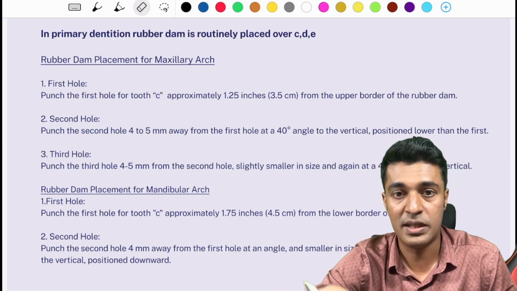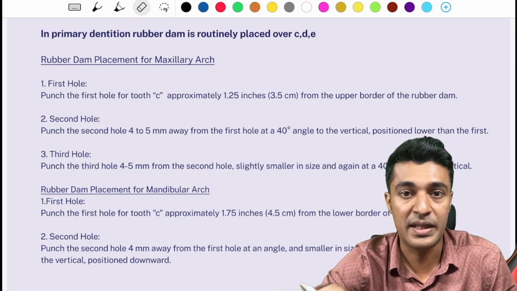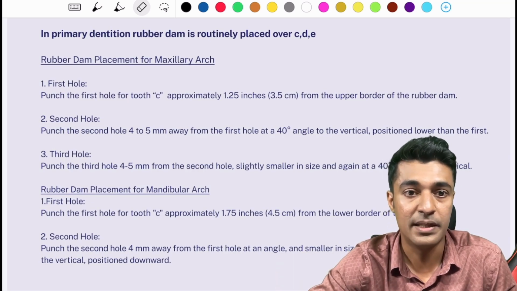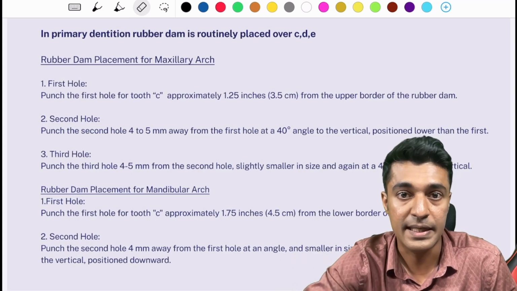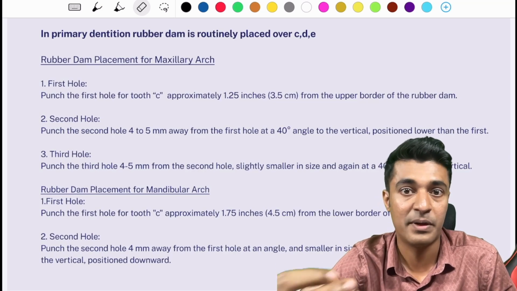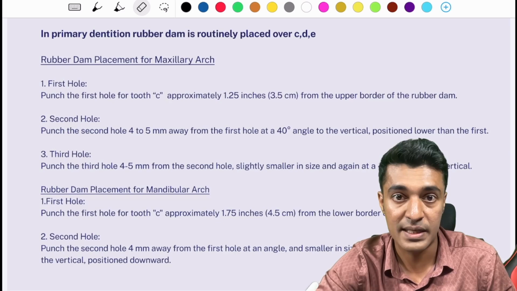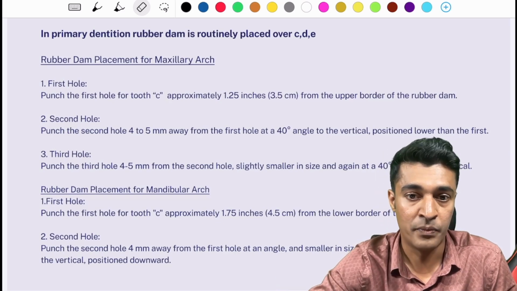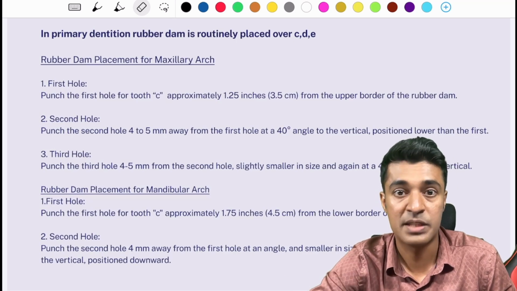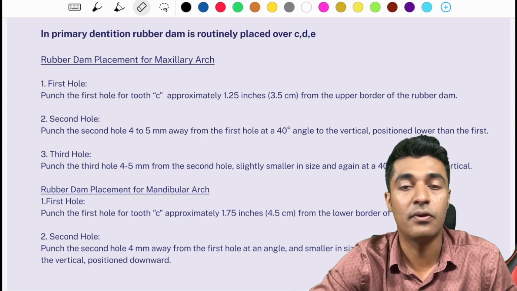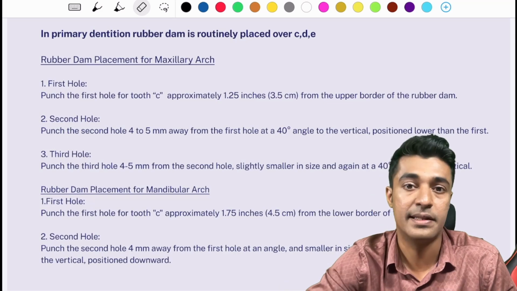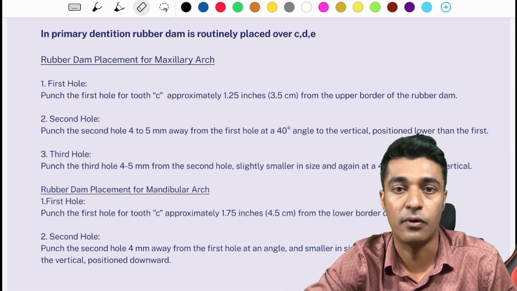So the first hole is punched 1.25 inches, that is 3.5 centimeter from the upper border of the rubber dam sheet, and that hole is for the C canine. The second hole is punched 4 to 5 millimeter away from the first hole, and it is smaller in size than the first hole at an angle of 40 degree to the vertical. The third hole is punched for E, which is again 4 to 5 millimeter from the second hole, and it will be smaller in size than the second hole, again at an angulation of 40 degree.